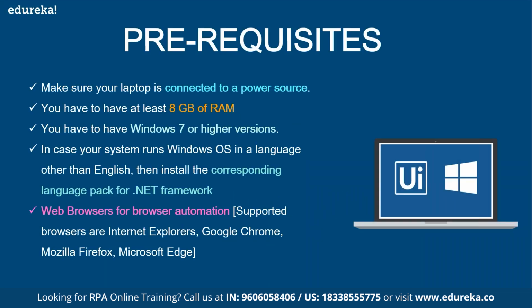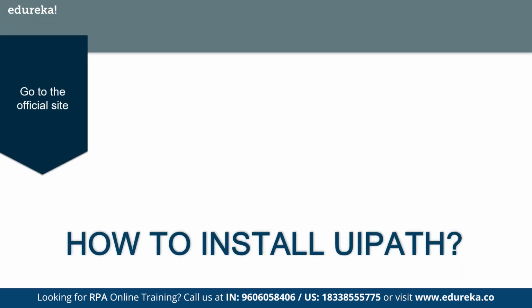So how to install? As I said, if at all you want to have a look at it, these are the prerequisites that are required to install your RPA tool. So make sure you have at least 8 GB of RAM. Even if you have 4 GB of RAM, that would do, but it will be a bit slow. But if you have 8 GB of RAM, you'll have faster running processes, right? And you should have Windows 7 or a higher version to run UiPath. And these are the browsers that are supported by UiPath: Internet Explorer, Google Chrome, Mozilla Firefox, Microsoft Edge.